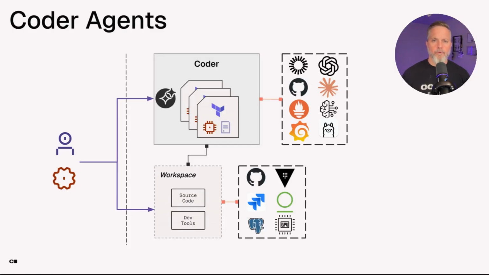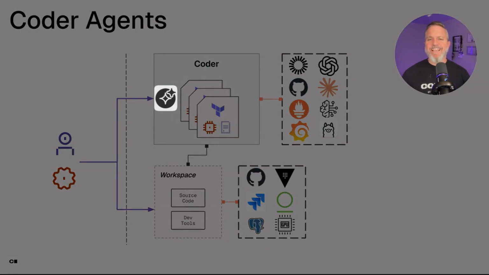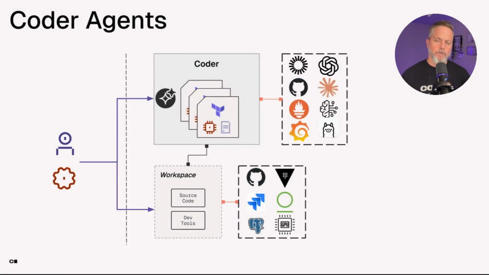I want to walk you through our beta release of Coder Agents. So Coder Agents is a native AI coding agent that runs on your self-hosted infrastructure. The agent operates from the Coder control plane and provisions workspaces only when code execution is required.